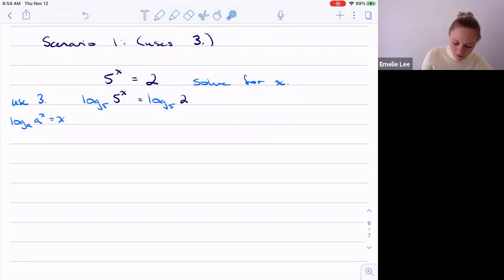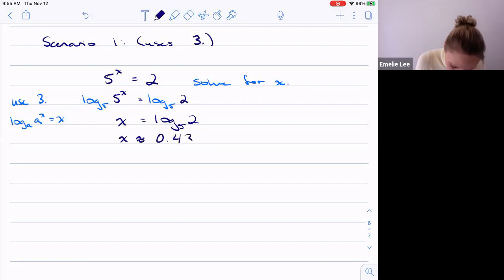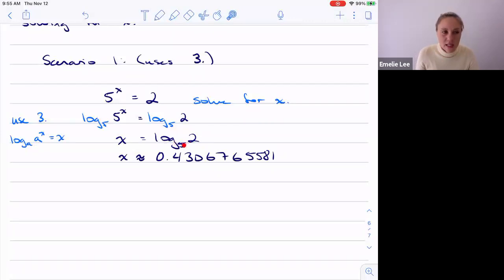When you take log base 5 of 5 to the x, you use this property so that the x drops out. I just imagine that if you're taking the log base 5 of a base 5, those are just going to cancel and the x drops out. So x is log base 5 of 2, which you can calculate on your calculator. Log base 5 of 2. So x is roughly 0.43067655581. This is the exact answer, log base 5 of 2, and this is your approximate answer.